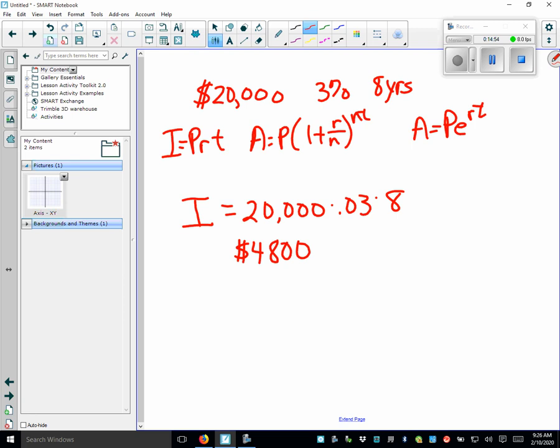Now, how much would you earn if it is compounded monthly? What is N? Second one, N is 12. So A equals 20,000 times 1 plus 0.03 over 12, to the 96.